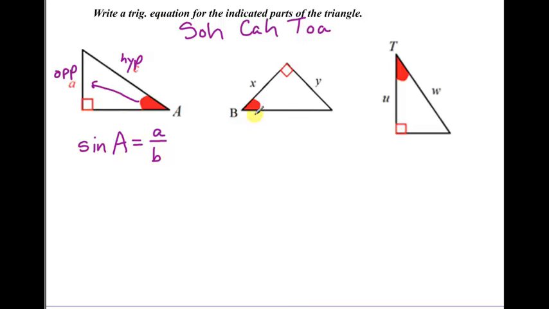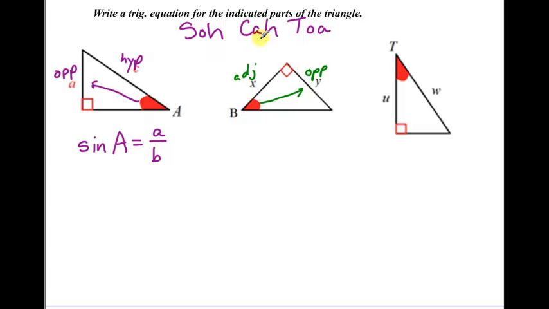Try it with this next one. Angle B is your angle of perspective, so what does that make X and Y? Well, Y is across from the angle of perspective. That means it's the opposite. X is connected to the angle of perspective, and so that makes it the adjacent. And yep, sure enough, the hypotenuse is right down here as it's across from the right angle.